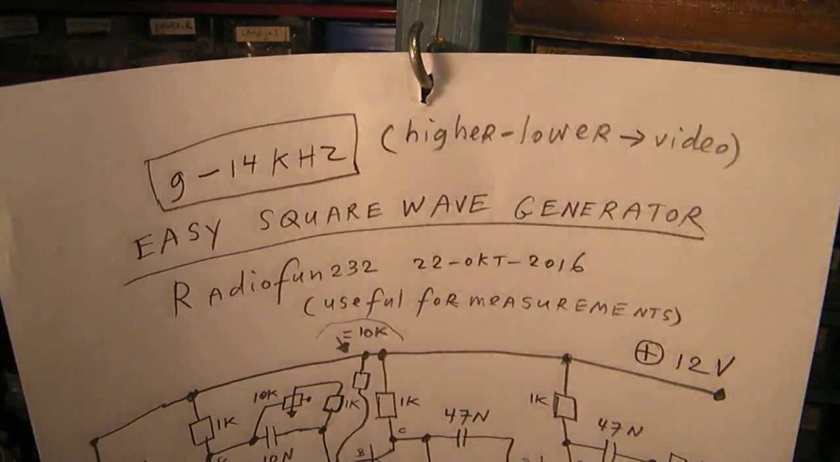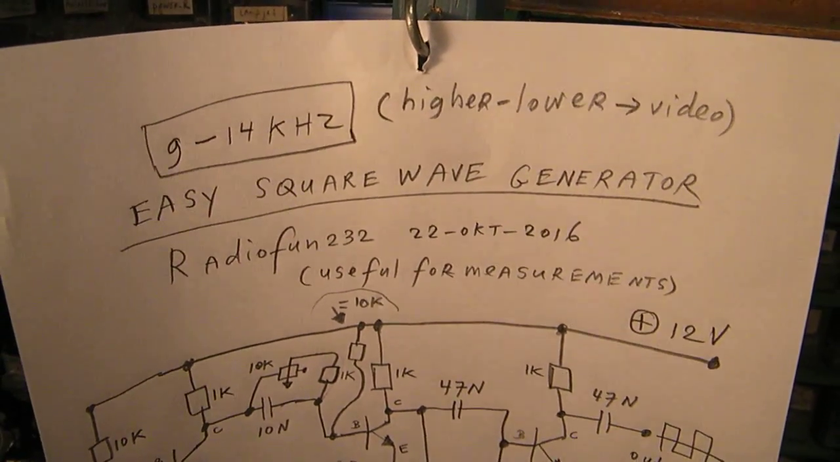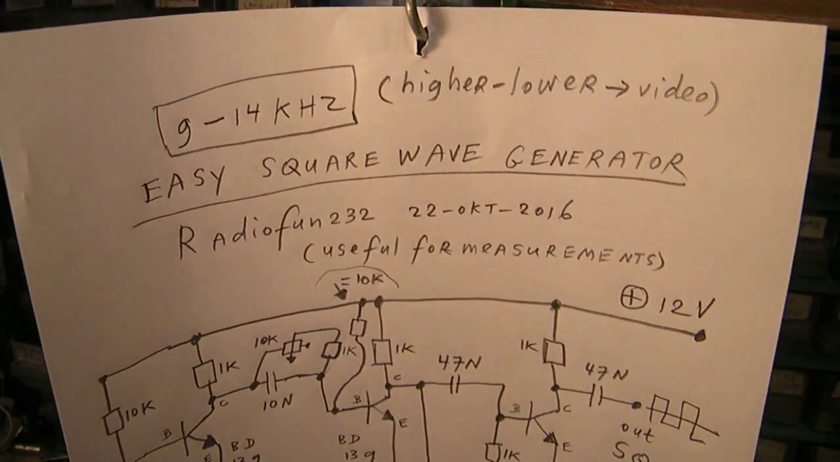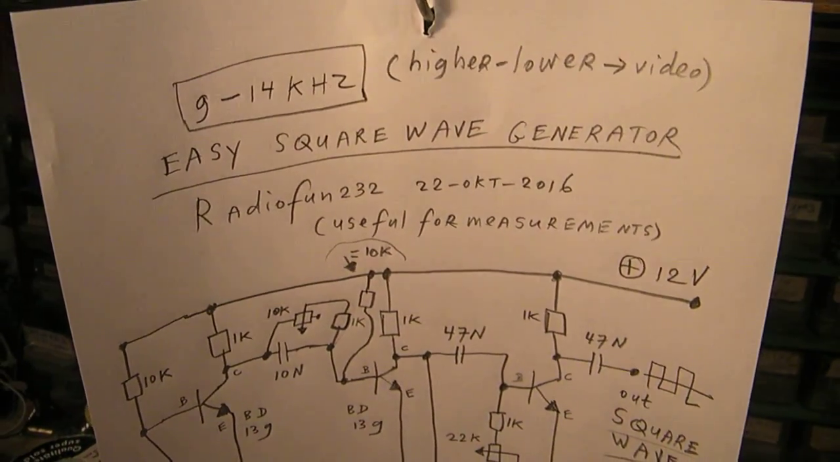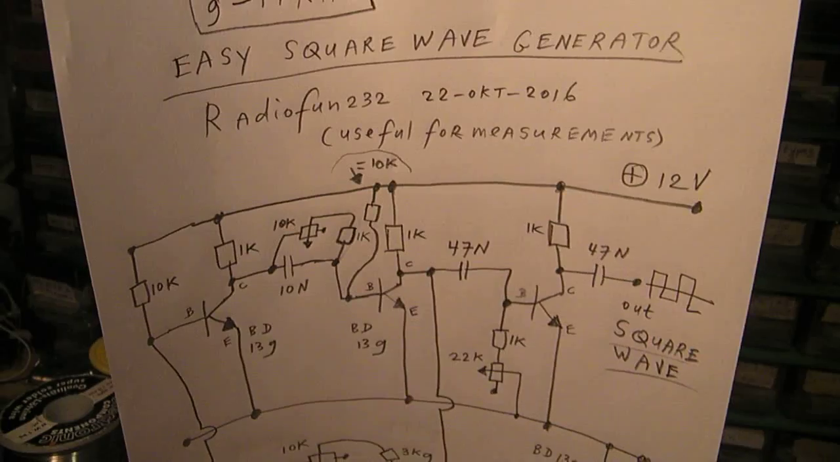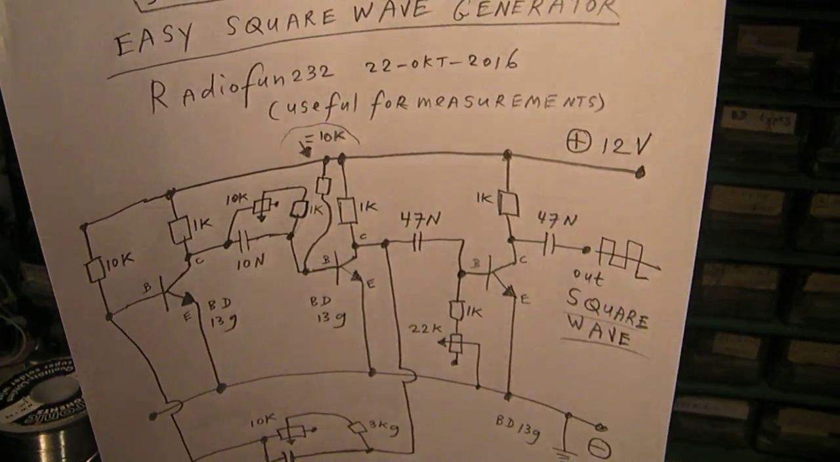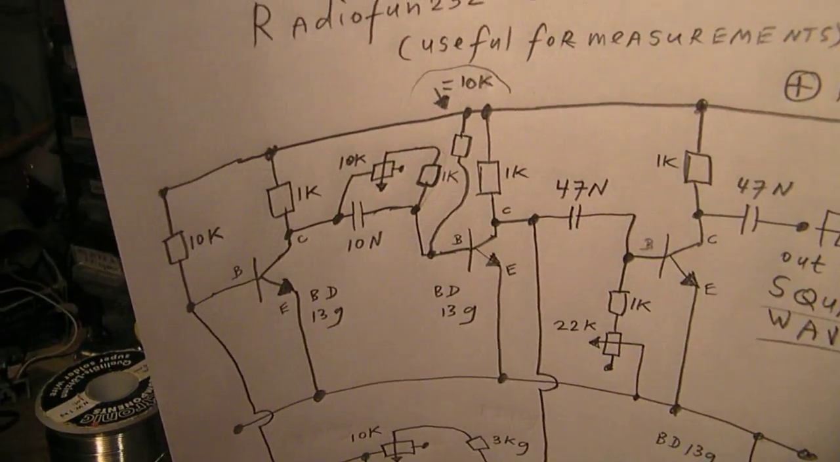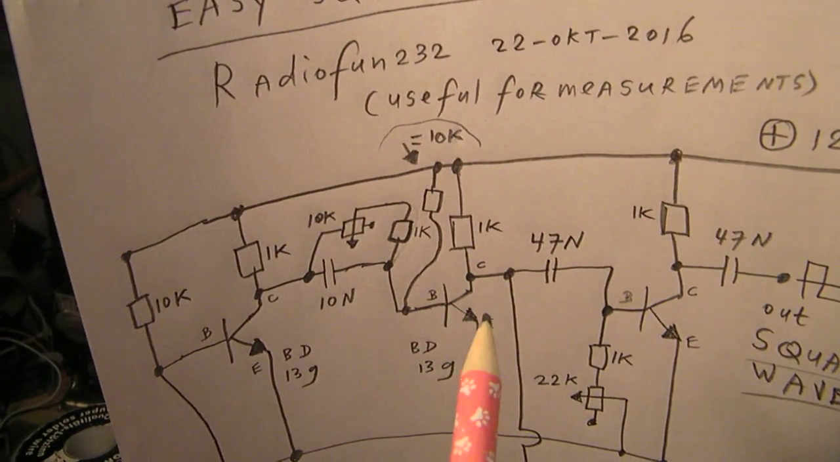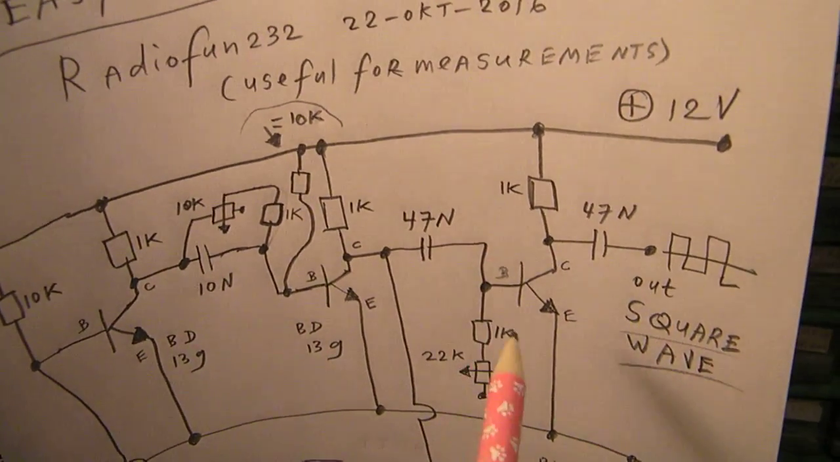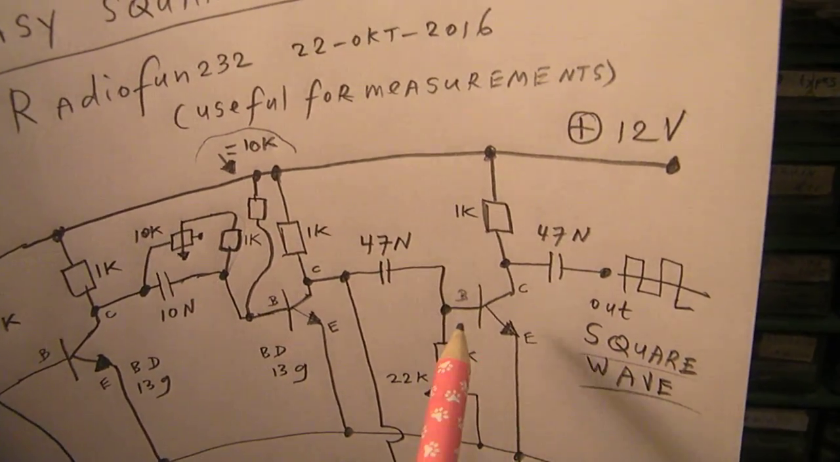A circuit from an easy square wave generator. And in fact it's an astable multivibrator circuit. And at the output from that astable multivibrator circuit we have used another transistor. I want to explain that later.